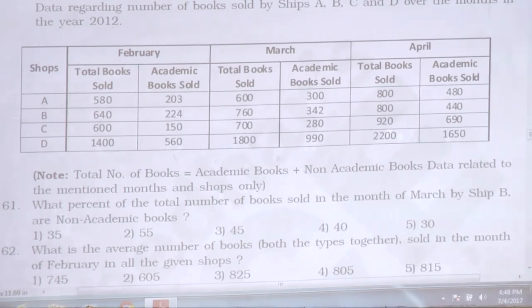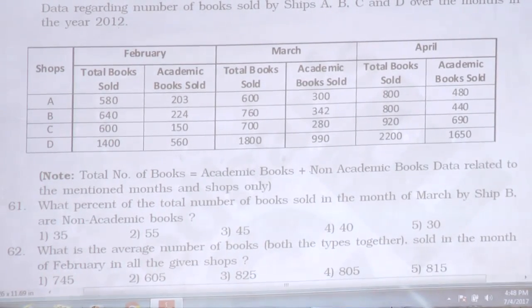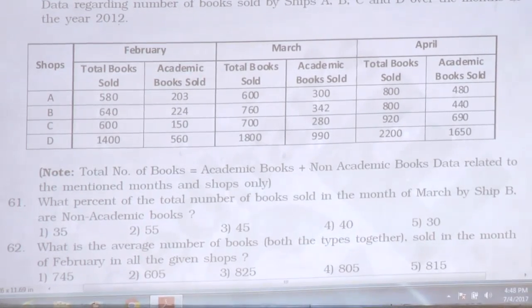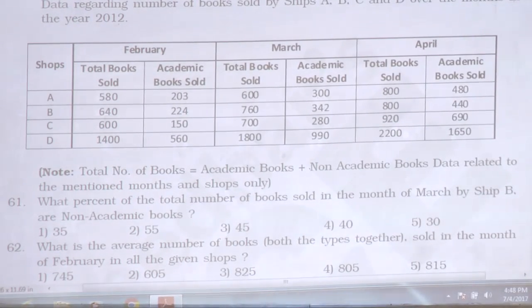In April 2013. No, that's not there. The total number of books sold by all the given shops together increased by 30% from April 2012. The total number of non-academic books sold by all the given shops together in 2013 was 25% of the total number of books sold in that particular period by all the shops. How many academic books were sold in April 2013 by all the shops together?